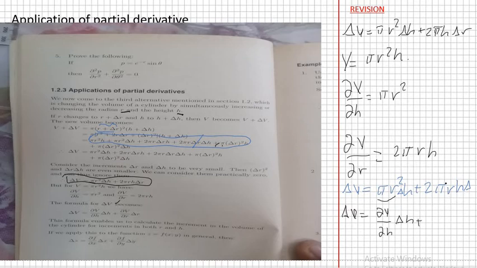Similarly for the second term, I have this expression here, which can be substituted by the partial derivative of the volume with respect to the radius. So I actually have the partial derivative of the volume with respect to r, multiplied by the change in radius.